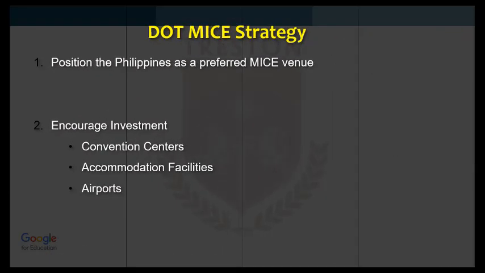You can also see here the strategy of the Department of Tourism, or DOT, for MICE. First is to position the Philippines as the preferred MICE venue. It is also to encourage investments in convention centers, because these are the usual venues for MICE, and also to have accommodation facilities for the tourists, and of course airports to welcome the tourists for the MICE events.